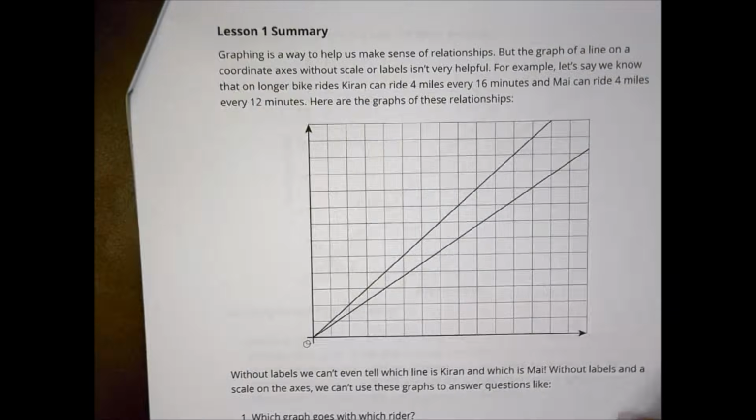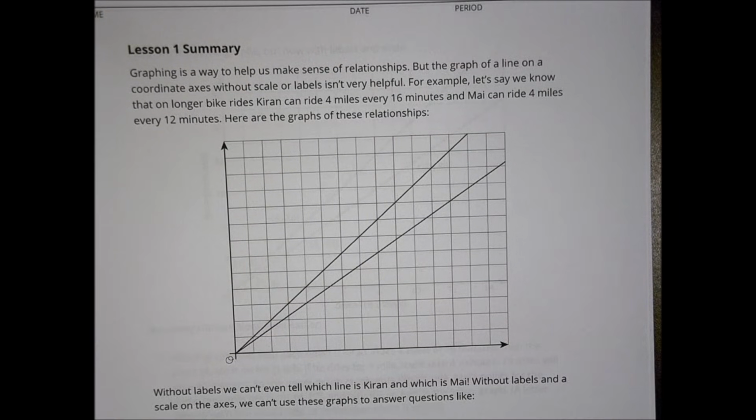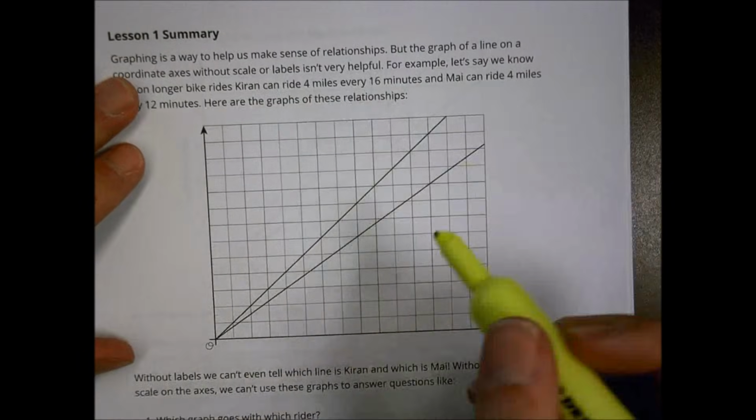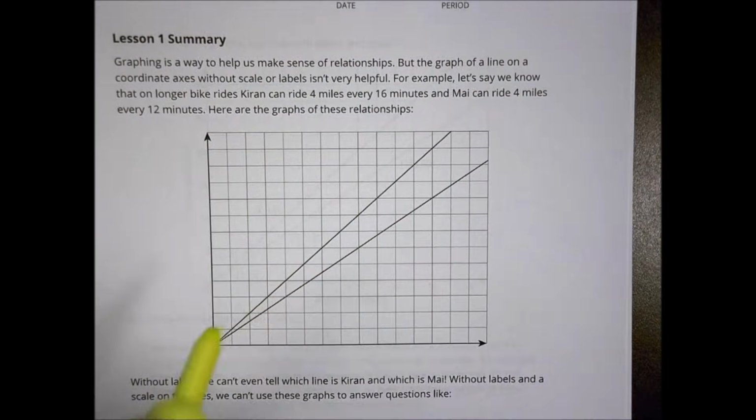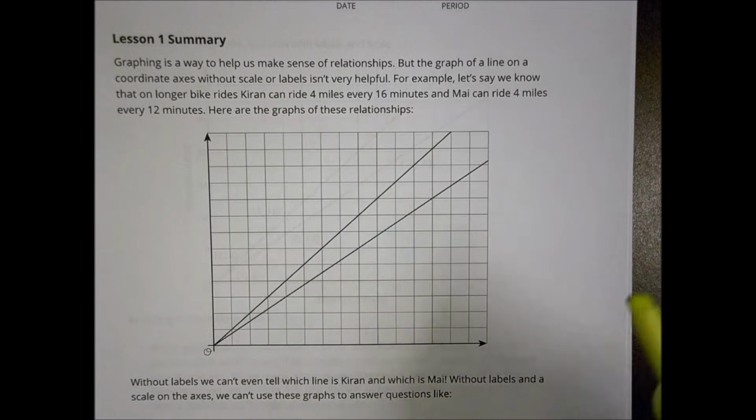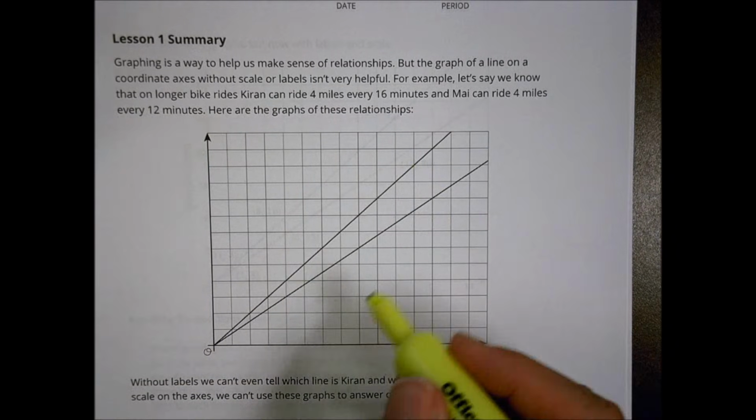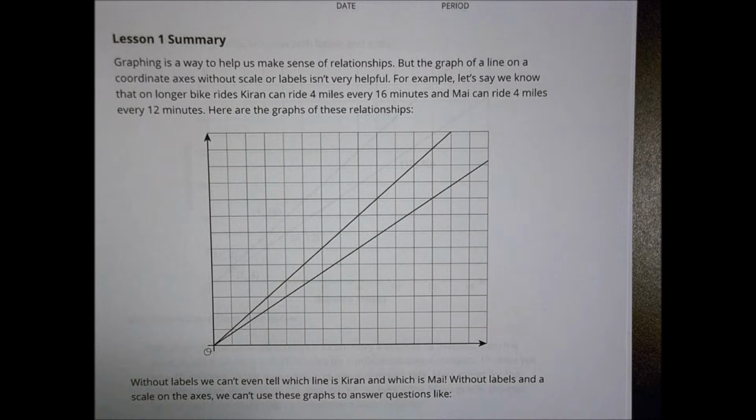So in summary for today, it says that graphing is a way to help us make sense of relationships, but the graph of a line on a coordinate axis without scalar labels isn't very helpful. So very true. I mean, this is like a great looking picture, but because it doesn't have any labels, I don't know what it means. Okay, so it helps to label things and say what they're going to be. Without labels, we can't tell who's who.